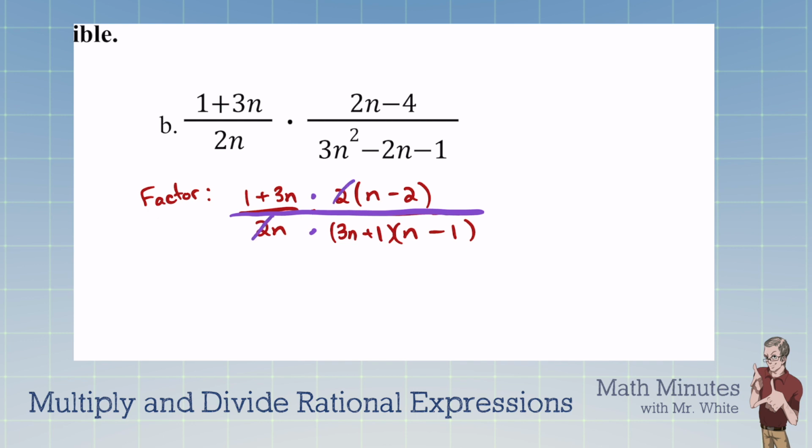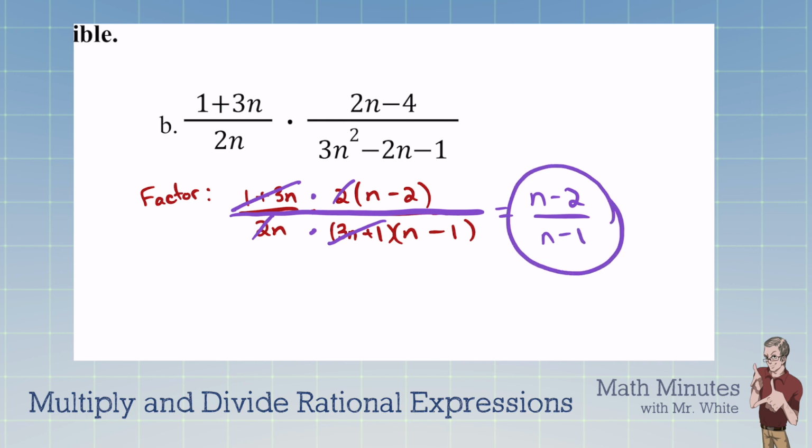I see a 2 here and a 2 here. Did you see that? There's one other thing. It's a little bit disguised. You see it? 3n plus 1 matches 1 plus 3n. They are the same thing. So this multiplication problem comes out to be n minus 2 on top, and then n minus 1 on the bottom.